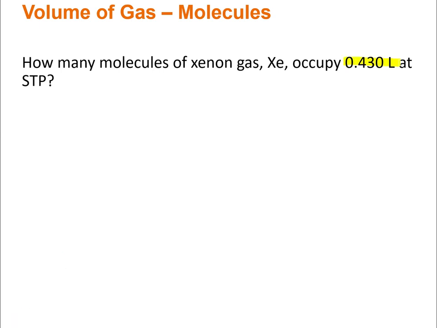I'm drawn to the number first. I've got 0.430 liters. The question is asking about how many molecules. Well, that's a volume, 0.430 liters, and I'm trying to get to the number of molecules. So it's volume to particles. We can't jump straight there. We've actually got to do two small problems that we're going to put together in one equation.